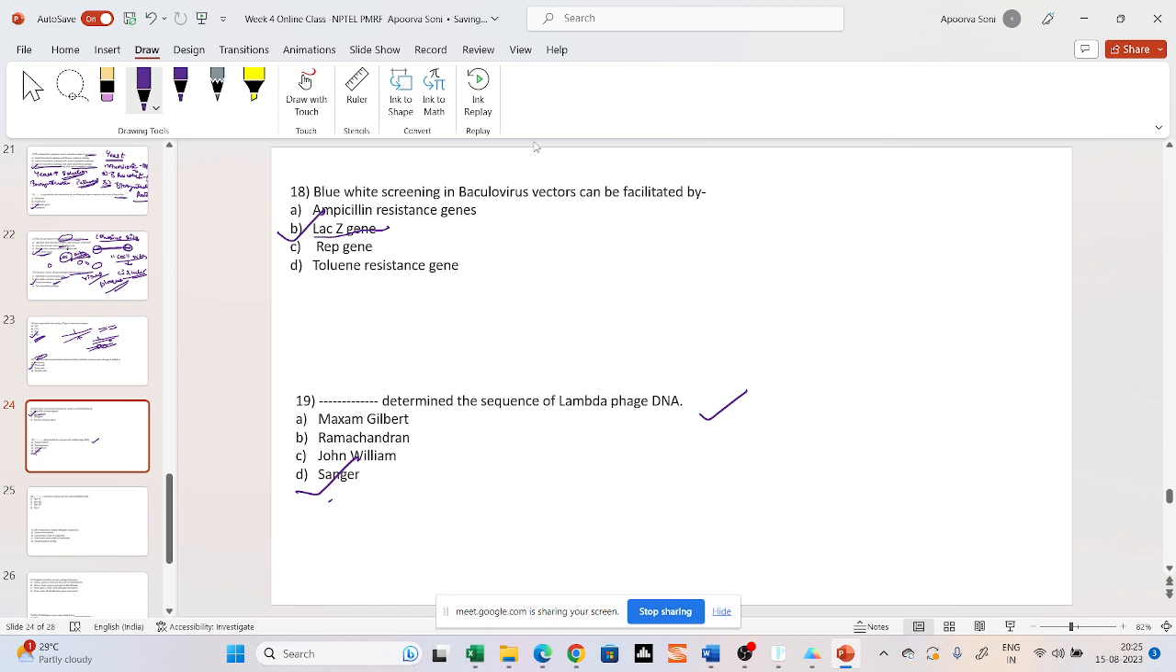So I will suggest you to just first read about blue-white screening. Okay, you read about blue-white screening because we will discuss it in the next class, but I will only discuss it when you have a basic knowledge. Otherwise, it would be very difficult for me to make you understand the concept. At least you should have a basic idea about what blue white screening is, and then we can discuss it in the subsequent class.